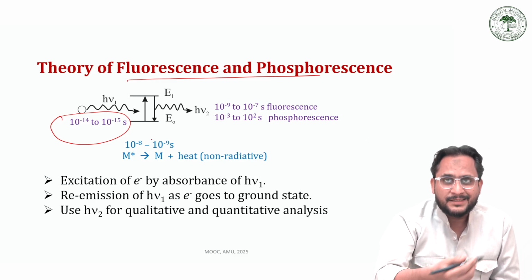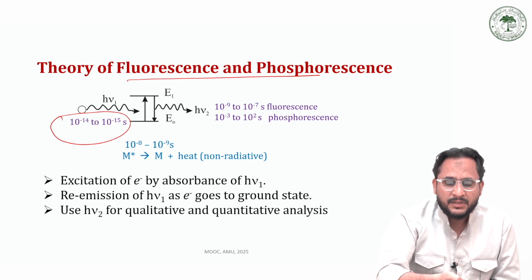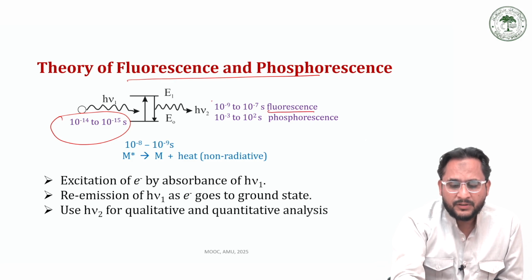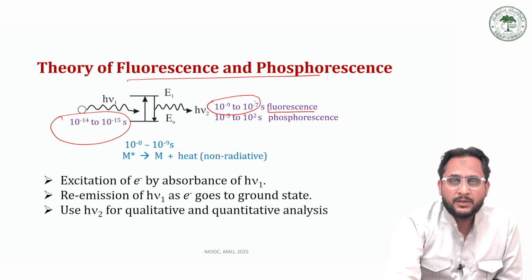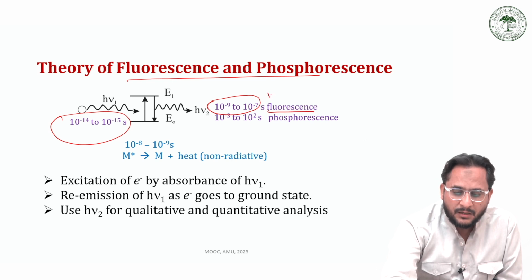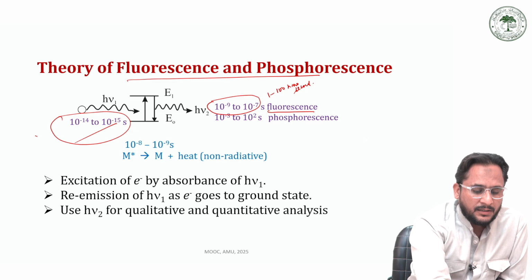And when the electrons are excited to the next level, they can come back. They can come directly from the excited singlet to the ground singlet. In that case, it is called fluorescence, for which the time lapse is 10 to the power minus 9 to 10 raised to the power minus 7 seconds, or I can say from 1 to 100 nanoseconds, while the absorption or excitation is even less than 1 picosecond.